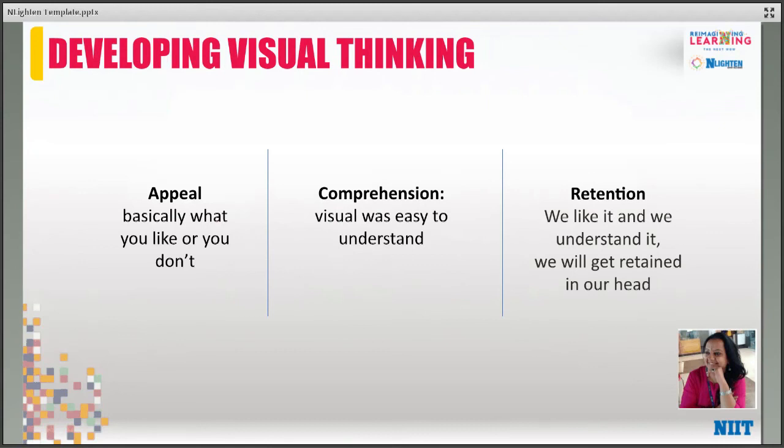So if you think about visual thinking, it's appeal, comprehension, and retention. Appeal, basically what you like or you don't. Comprehension, the visual was easy to understand. Retention, we like it and we understand it, so we will get it retained in our head forever.